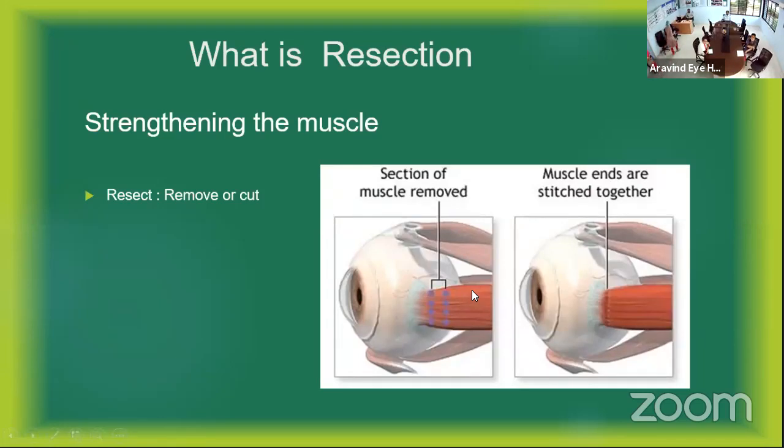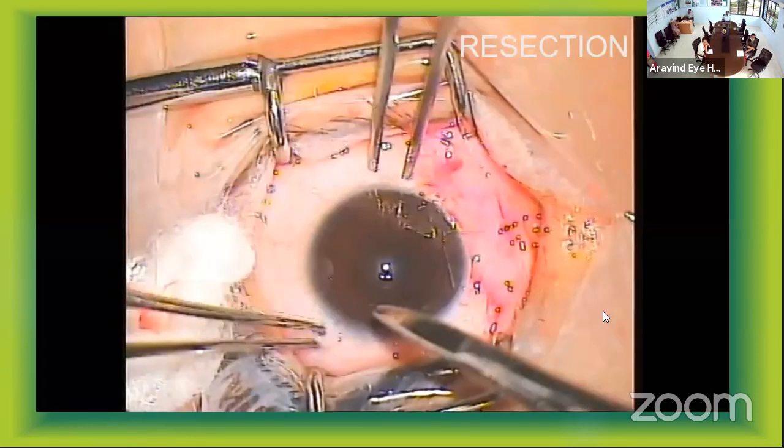Then we come to the next most common type of muscle surgery, which is resection. Resection is basically to strengthen the muscle. So you either remove or cut the muscle. As you see here, this is the original insertion, and this part of the muscle is being cut and brought forward. This is how the muscle is shortened and strengthened.